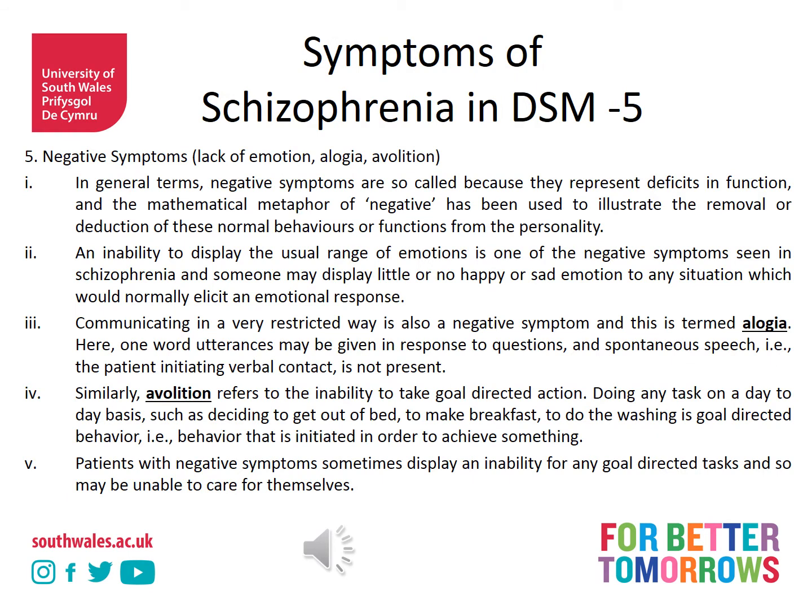The final class of symptoms to consider are called negative symptoms, and this general term describes a lack of emotion, a lack of spontaneous speech called alogia, and a lack of an ability to take goal-directed action, such as getting out of bed in the morning, and this is called avolition.